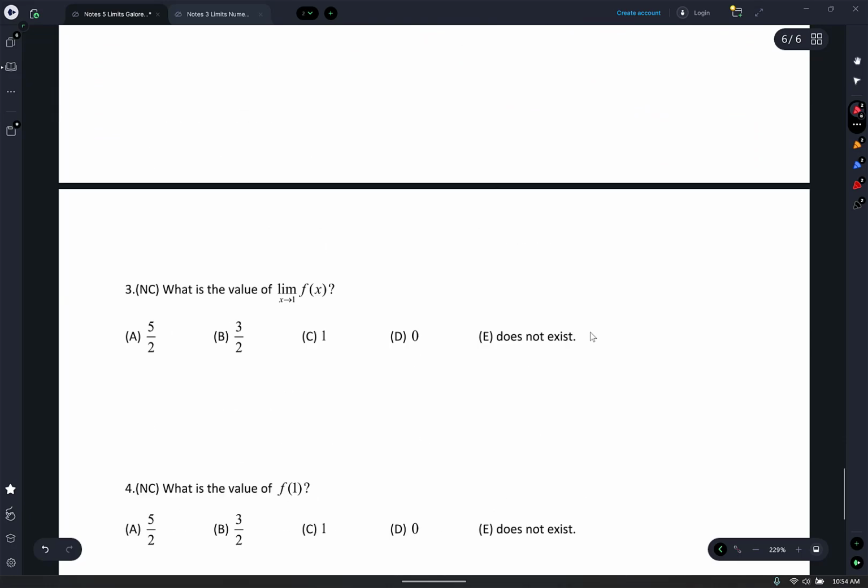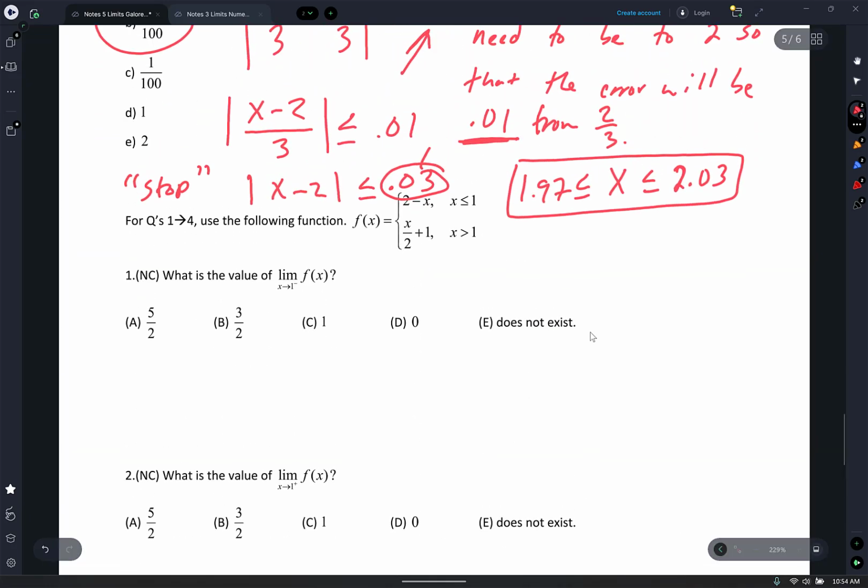We're almost done. We'll just have a few questions now. Questions 1 through 4, we're going to be using this piecewise. What is the limit as x approaches 1 from the left? Which one do I use? The top or the bottom? Top. What's 2 minus 1? 1. There it is. Done. You're just approaching from the left.